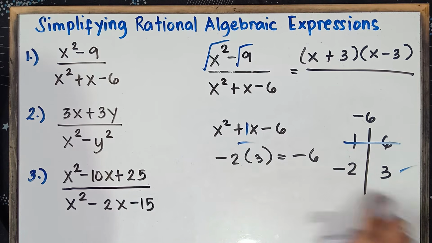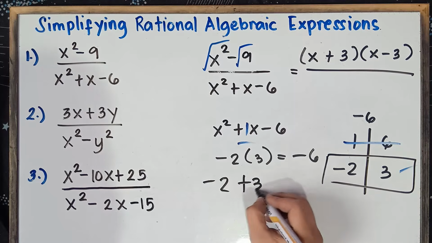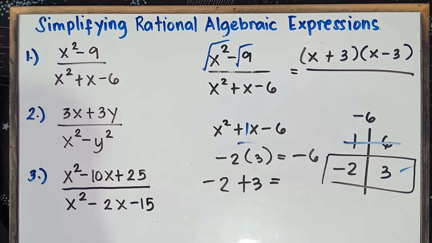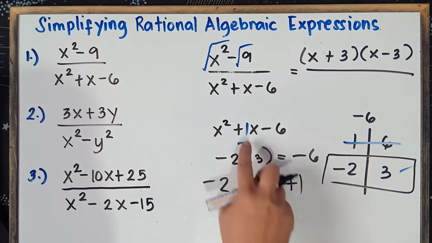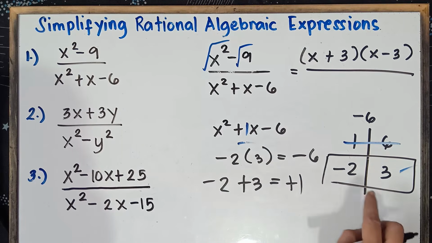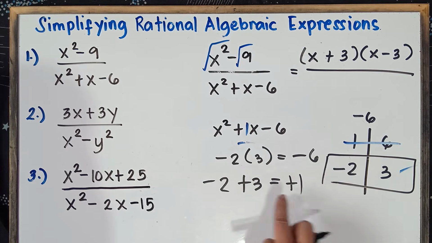Now, if we combine negative 2 with positive 3, can we get positive 1? Negative 2 plus 3, if the signs are not the same, subtract. 3 minus 2 is 1. Now, 3 is greater than 2, so we copy the sign of 3. That would be positive 1. Yup, we can get positive 1.